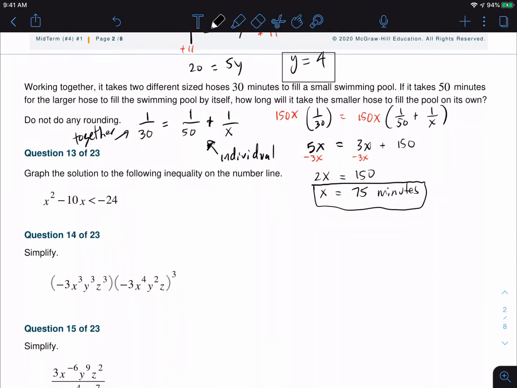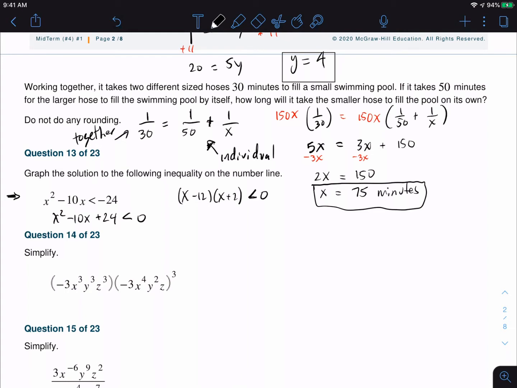So now we're doing 13, and we're trying to solve this inequality. This is the problem we're doing. So the first thing that I'm going to do is I'm going to move the 24 to the other side, and I'm going to get this. Okay, and so then I need to factor it, and when I go to factor this, I'm going to get x minus 12 and x plus 2, and that's going to be less than 0.